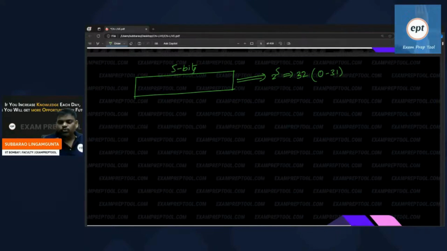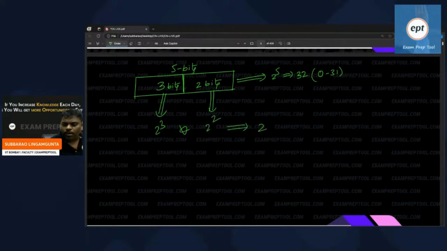That's okay, but see the story. Because of some reason, these 5 bits are divided into 2 parts. Let us assume left is 3 bits, right is 2 bits. With 3 bits, the possibilities are 2 cube. With 2 bits, the possibilities are 2 square. 2 cube into 2 square is 2 power 3 plus 2, which is 2 power 5, which is 32, which is 0 to 31. Is it okay to you?